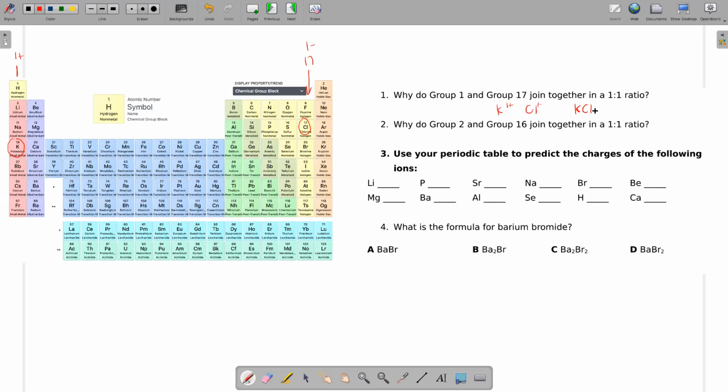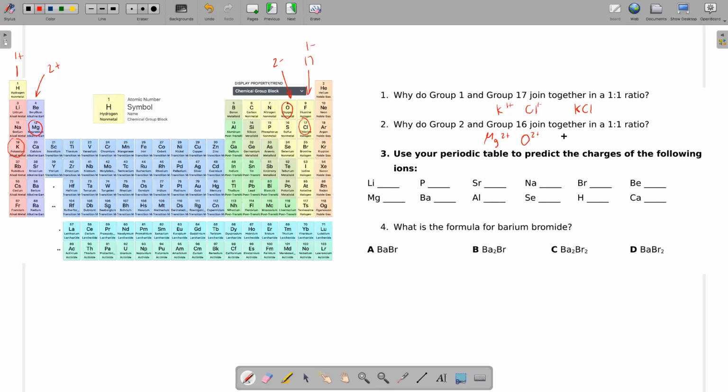That's what KCl is. Why did group 2 and group 16 form together in a 1-to-1 ratio? Well, group 2 is right here, and they have a 2+ charge, and group 16 also has a 2- charge. So if you were to pick something like, I don't know, magnesium oxide, it's Mg2+ and O2-. And this is the example that's right above.